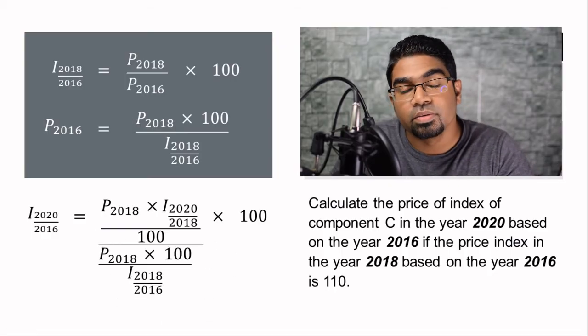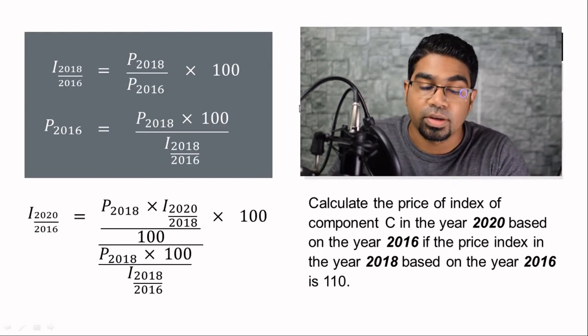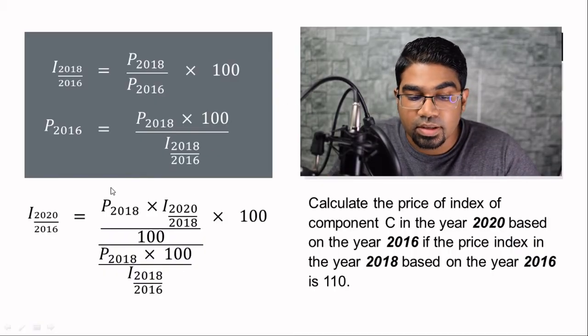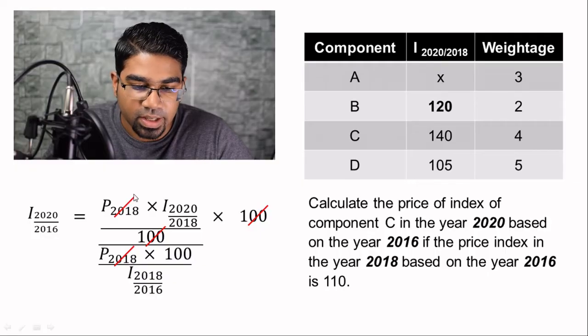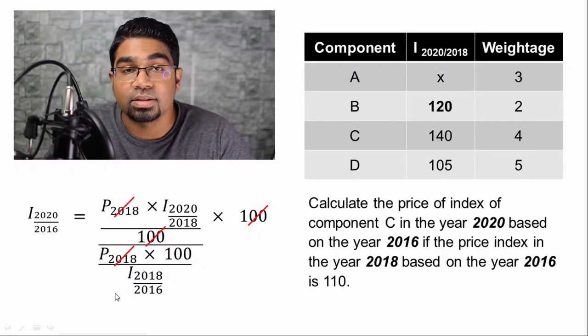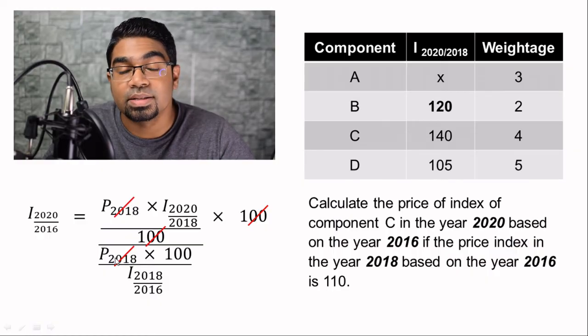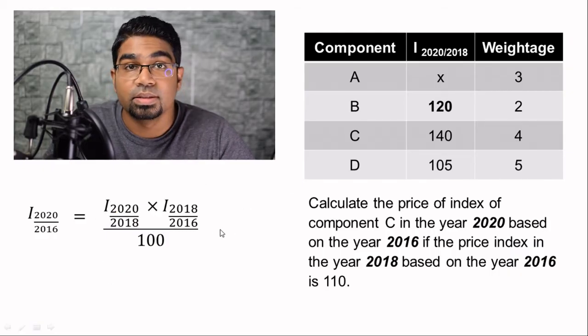This can get a little bit confusing. I advise you to go back just a few seconds before and go through this process again so that you fully understand it. Now, all that's left is to solve this. So if we eliminate all that can be eliminated, price in 2018 gets cancelled off. So we don't really need to know any of the prices here, if you notice. And then we cancel out the 100 as well. 100 is eliminated, and we're left with this.